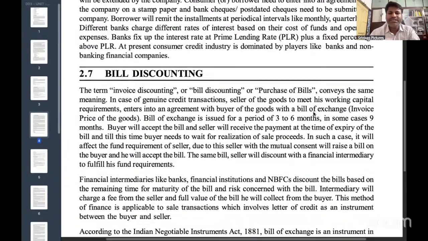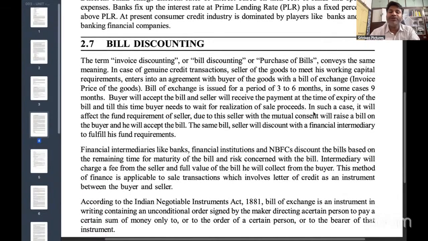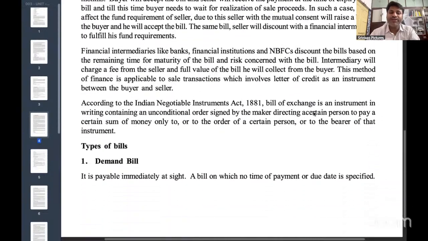So bills discounting is generally a genuine credit transaction. The seller of the goods, to meet his working capital requirement, enters into an agreement with the buyer. Generally, whenever we purchase any goods, we enter into an agreement with the seller. It generally involves a period of 3 to 6 months only. When the customer is ready to pay, a certain amount of discount is also given by the seller.